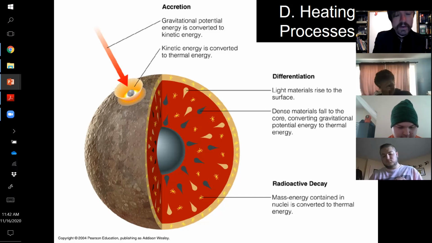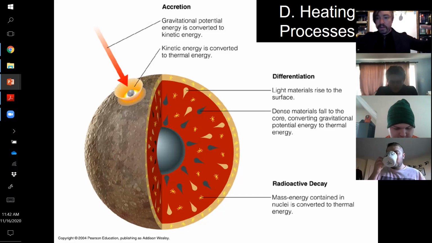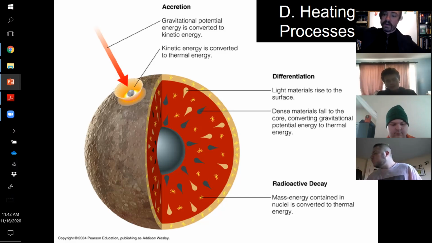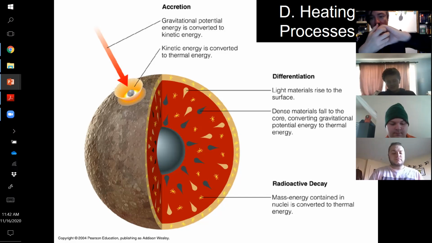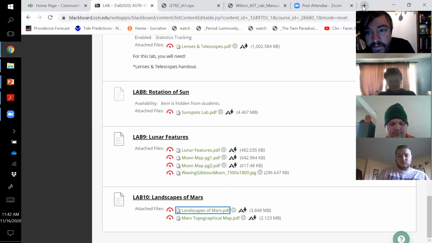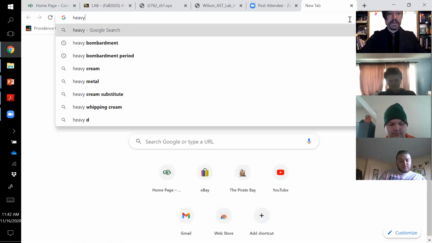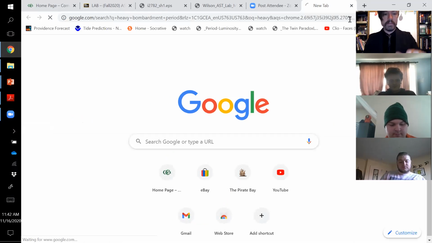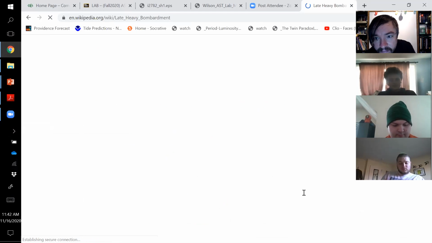Thank you kindly. Okay. So first, a planet forms. And when a planet forms, all of the disk of rocky material starts to collapse into a warm, molten ball. I bet you when the Earth first formed, let's type in, we have to talk about this today anyways, the heavy bombardment period. There's a nice little Wikipedia image.